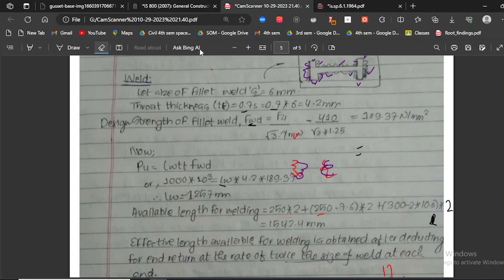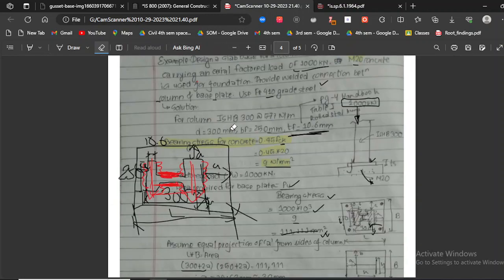So hopefully we have understood how the design of column base is done.